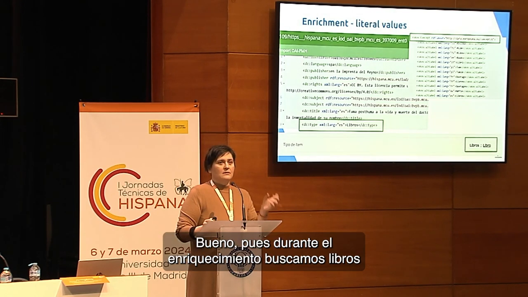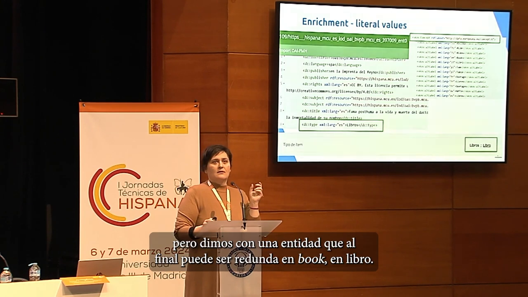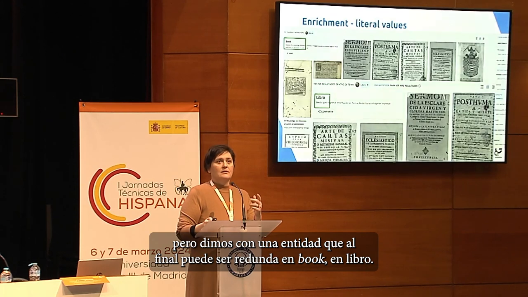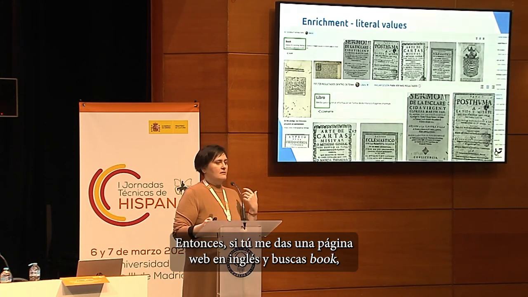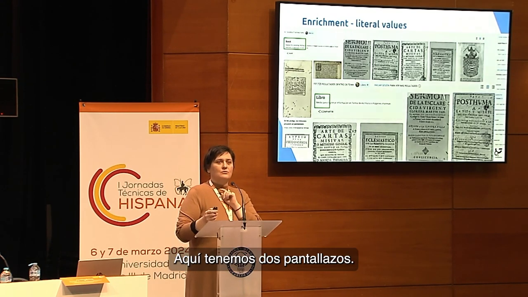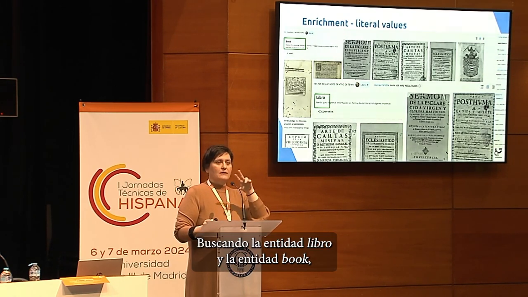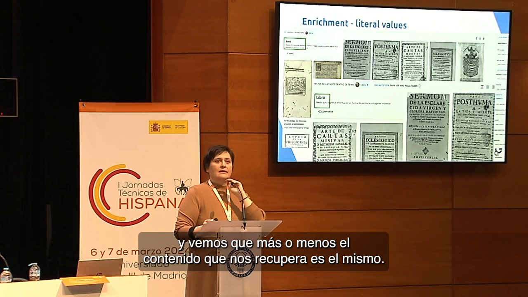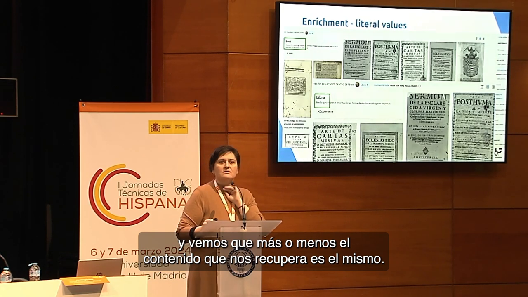During enrichment, we look at Libros, but then we fetch an entity that eventually ends up as book. So if you look at the website in English and look for book, then you get that. But you get also if you're looking for Libros. So here I put two screenshots, looking at the entity book and the entity Libro. You get to see that there's more or less the same content retrieved.